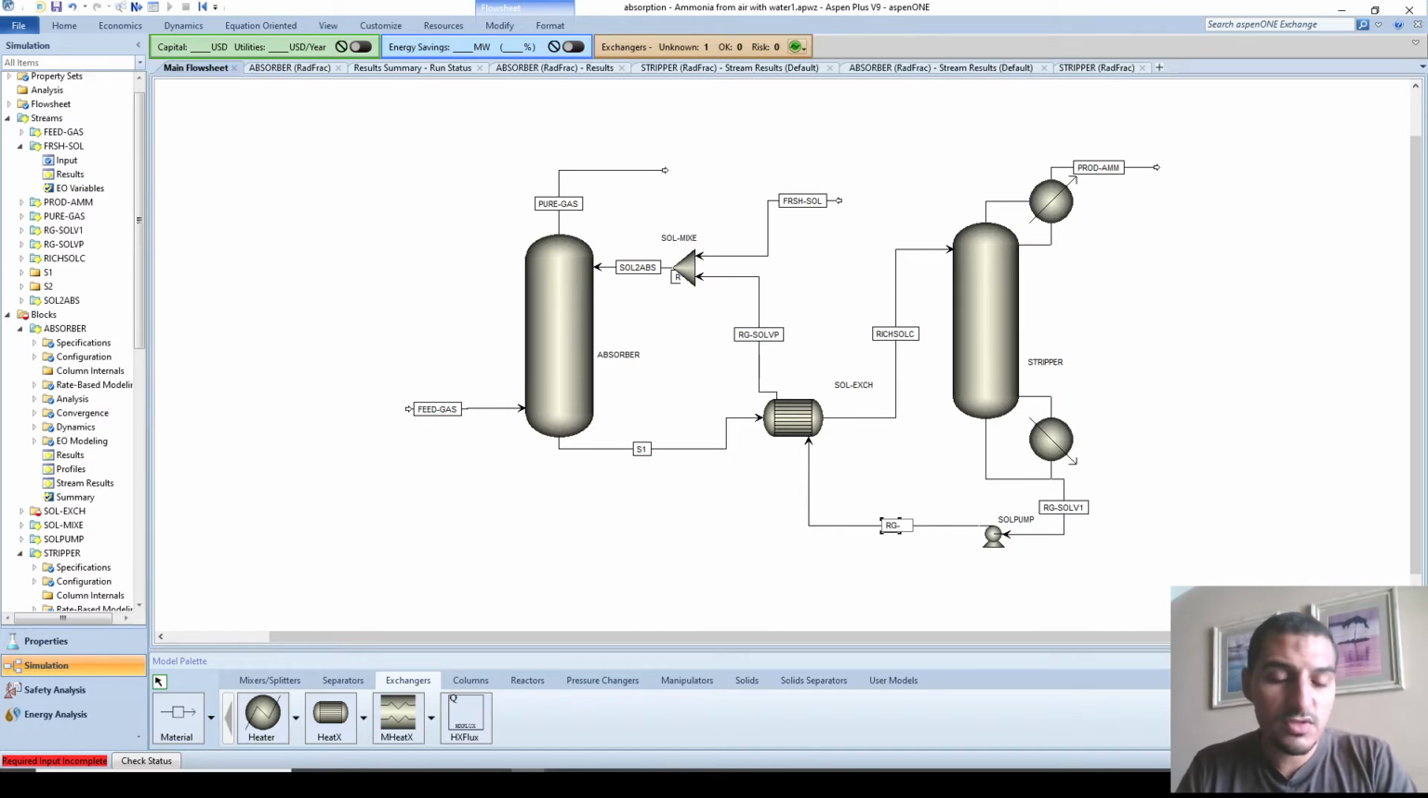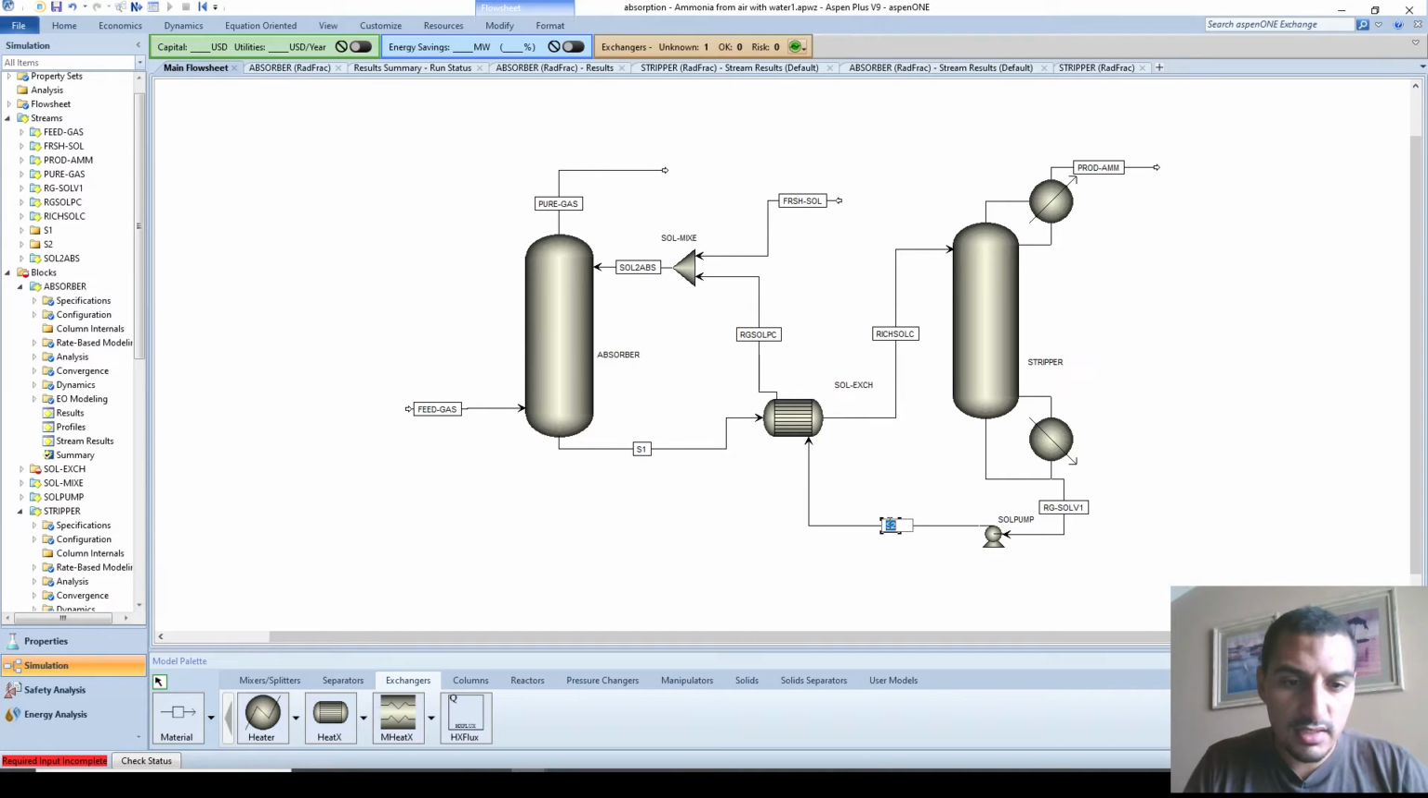And now the naming of the streams is gonna be critical because the streams are gonna be more and more, and you have to write a name that makes it easy for you to know which stream you're talking about. So this is regenerated solvent. I'm sorry, I mean that it's cooled down, so I'm gonna call it regenerated solvent P.